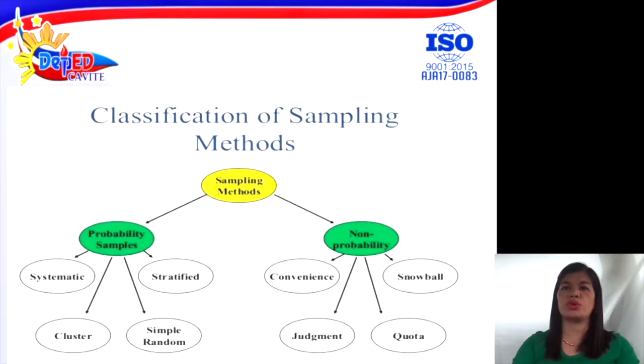So this slide shows the two classifications of sampling methods: the probability sampling and the non-probability sampling. So in probability sampling, as I have said earlier, each has equal chance of being selected. So it can be systematic, stratified, cluster, or a simple random sampling. On the other hand, in non-probability sampling, it is purposive. So you can employ convenience sampling, judgment, quota, or snowball.